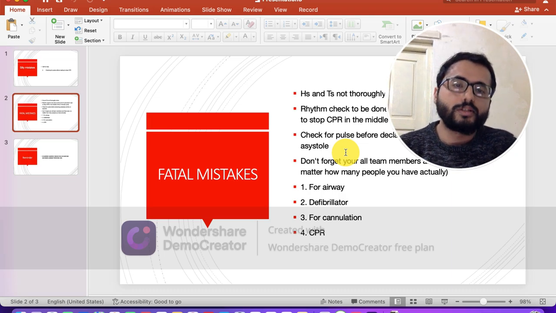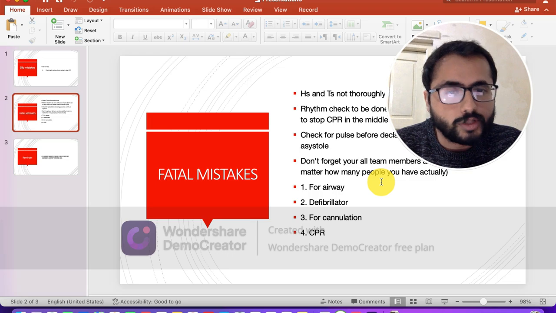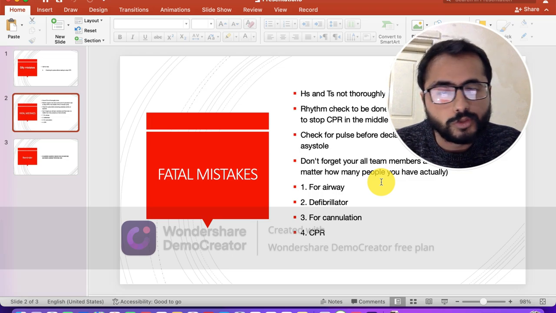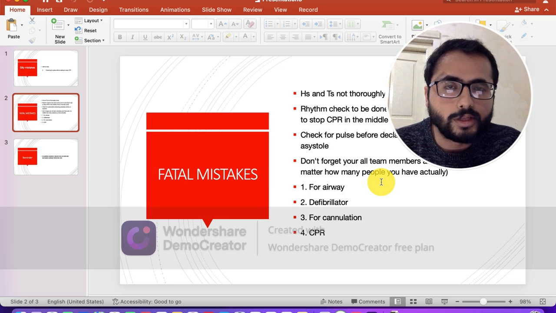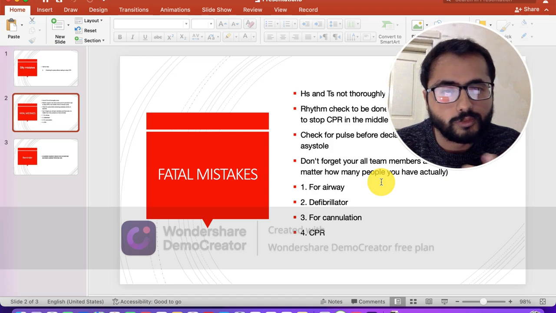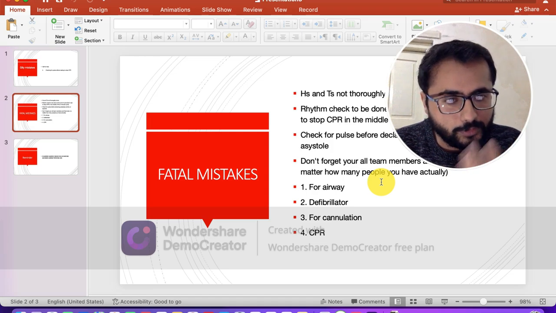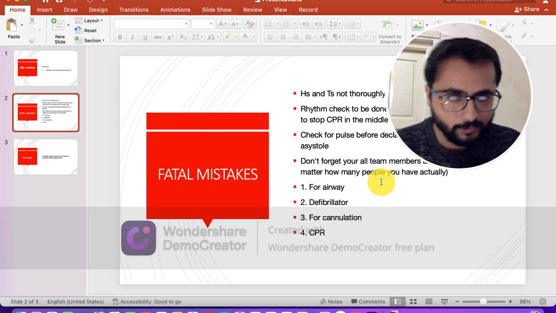Okay, don't forget all your team members. So what happens in the exam is that they do not have 4 or 5 people for your help. Actually, there are 2 people or 3 people. So what happens is that we sometimes forget about the airway, sometimes we forget about the IV cannulation, sometimes we forget about the defibrillation. So just keep this in your mind, you have to visualize these people in your mind. You have to imagine them, even if they are not there. Just ask them to do these things.